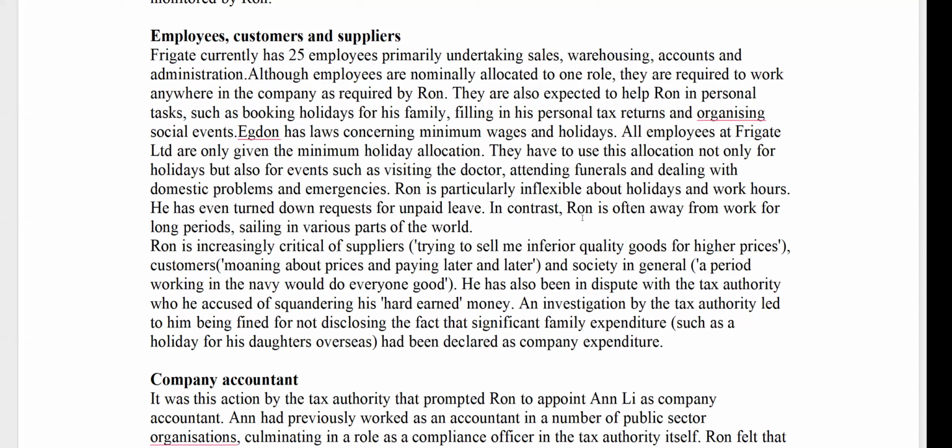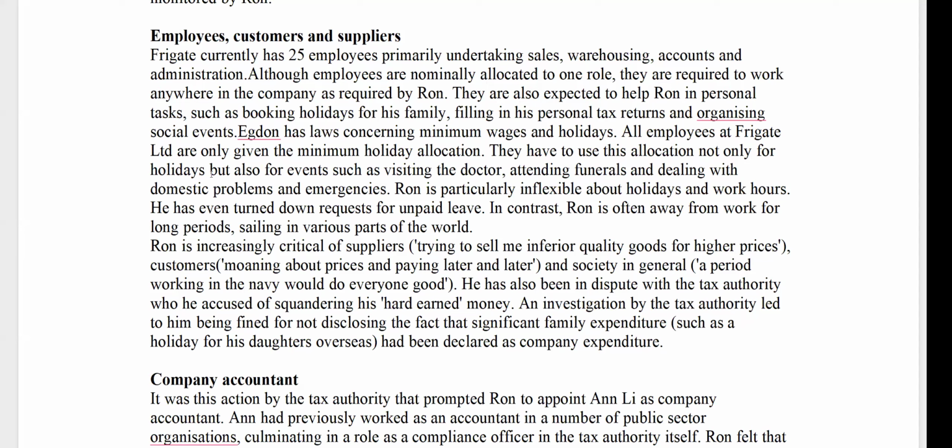Ron is increasingly critical of suppliers, trying to sell me inferior quality goods for higher prices. Customers moaning about prices and paying later and later. And society, where they mean to be kind to you.